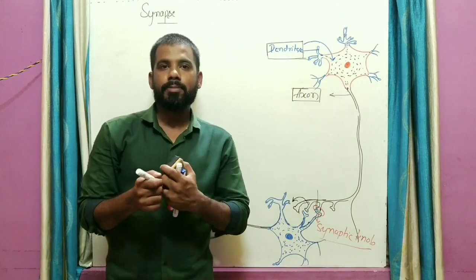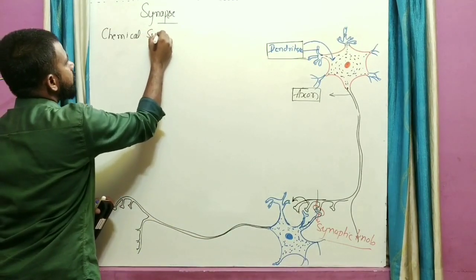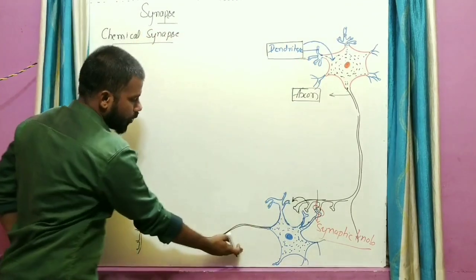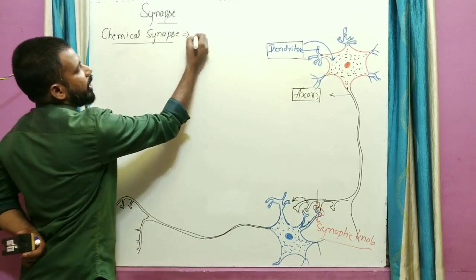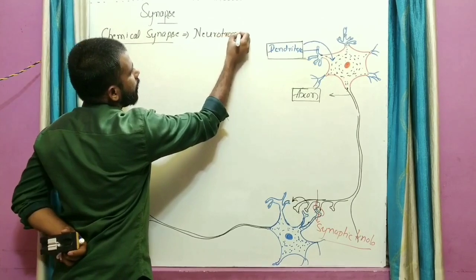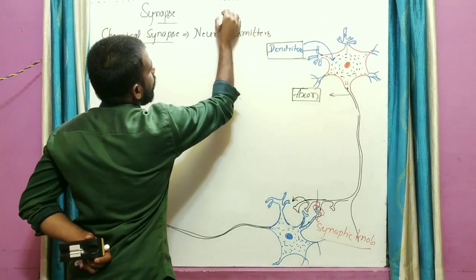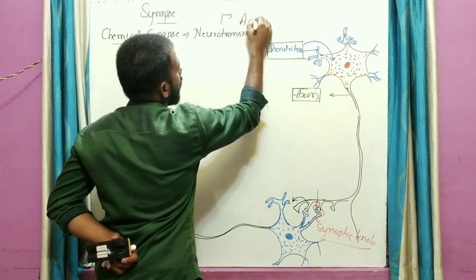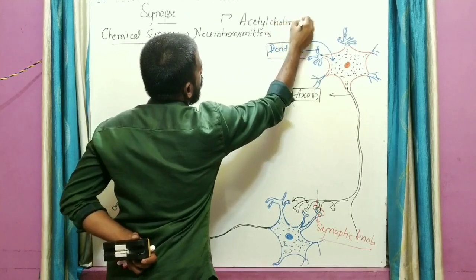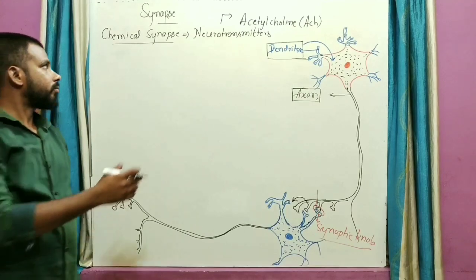Next, the second type of synapse is the chemical synapse. Here in the chemical synapse, the transmission of impulses from one neuron to another neuron occurs with the help of chemicals called neurotransmitters. An example of a neurotransmitter is acetylcholine. There are so many other examples that I will explain in some other lecture.